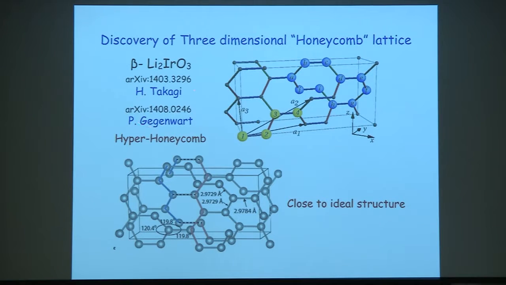The reason why this system is more ideal is that this material has a structure much closer to the ideal one. For example, all the bond lengths are essentially the same, and the bond angles are extremely similar. You cannot say the same thing for the 2D system. For the 2D system, it's actually much more distorted. So we always thought these 2D honeycomb materials are not really ideal candidate materials for the guitar physics.